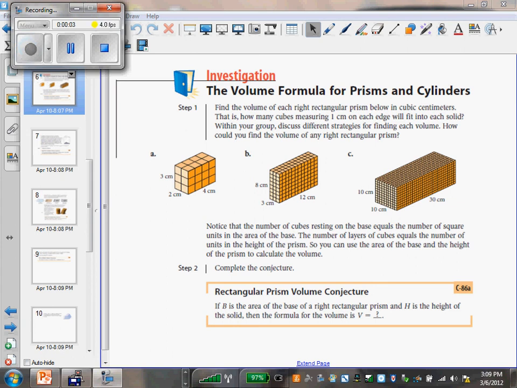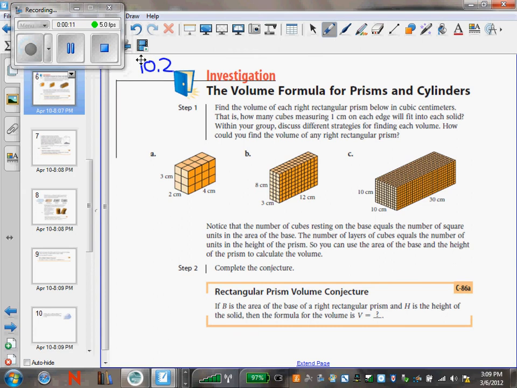Guys, this is the video for section 10.2, volume of prisms and cylinders. We are going to find the formula. So up to now we have just talked about prisms and cylinders. We found the surface area for prisms and cylinders, but now we're going to actually look at the volume.